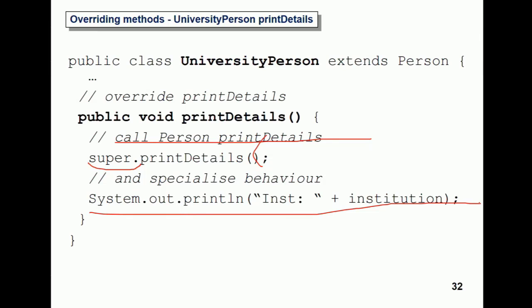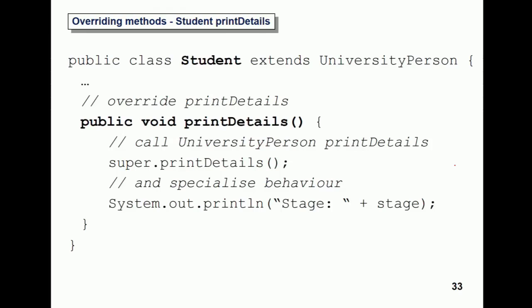So you just print out the institution name. Automatically those two lines get printed, the name and the age of the person, and then the institution name will be added. So you don't have to repeat that code. And then the student, again, exactly the same thing. You create your print details method. You use a super keyword, and it automatically calls the print details of the class in the hierarchy that's above this class. So you get the age, the name, and the institution, and now you add the stage.